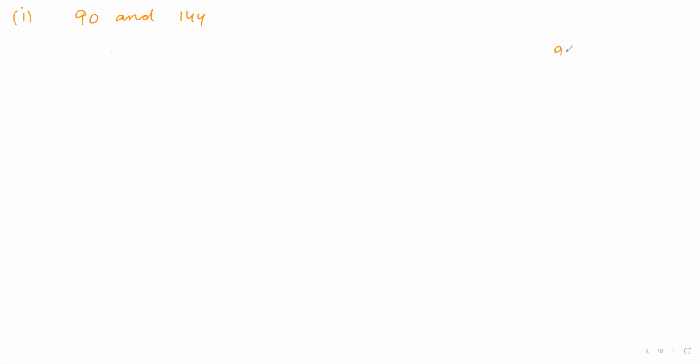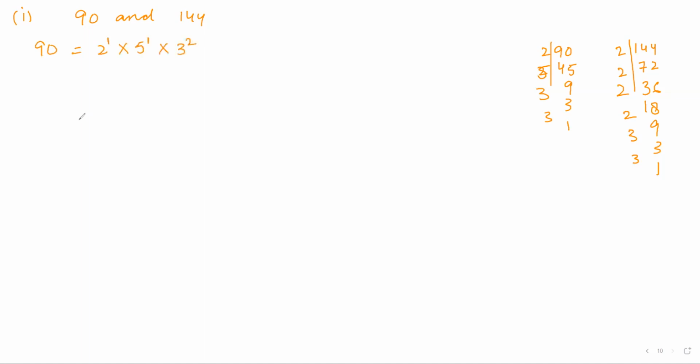Now you do prime factorization. So 90 is 2 into 45, 5 into 9, 3 into 3, 3 into 1. And 144 is 2 into 72, 2 into 36, 2 into 18, 2 into 9, 3 into 3, 3 into 1. So 90 can be written as 2 to the power 1 into 5 to the power 1 into 3 to the power 2, right? Now 144 is written as 2 to the power 4 into 3 to the power 2, right?